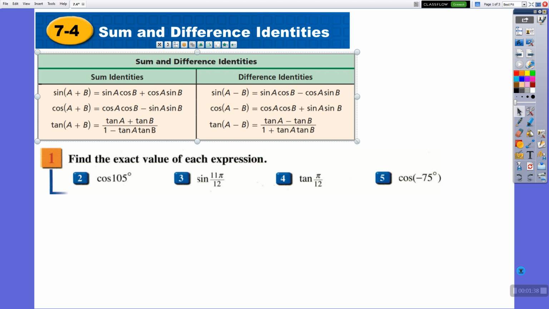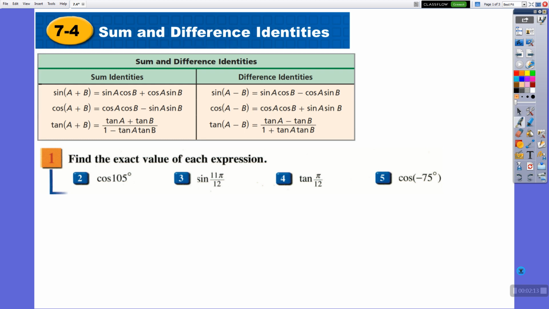Tangent is different than others. So tangent A plus B, the expansion is tangent A plus tangent B over 1 minus tangent A times tangent B. If you have negative in here, you'll have negative at the top, positive at the bottom. When you have positive here, positive at the top, negative at the bottom. When you start solving questions, you'll get used to them. Don't worry about it.